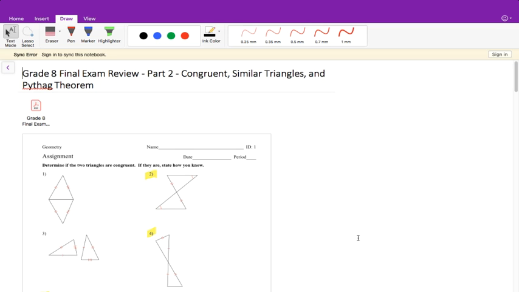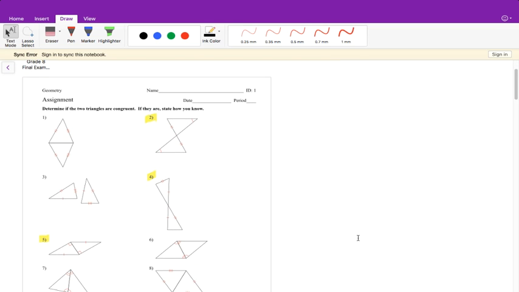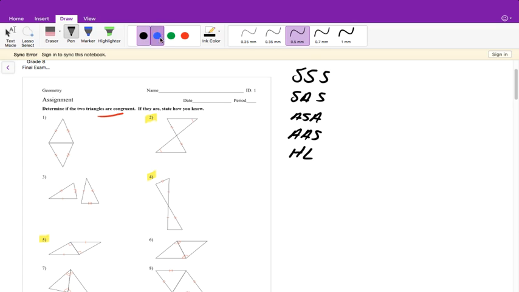All right, so this is going to be the second of 3 parts for the final exam review. When we're asked to determine if triangles are congruent, you need to know the reasons to say that they are or they are not. Remember, we have side, side, side; side, angle, side; angle, side, angle; angle, angle, side; and hypotenuse leg. These are all the options that we have.